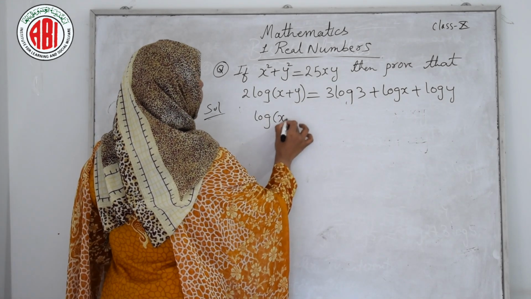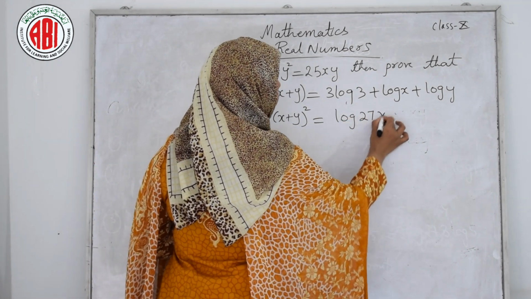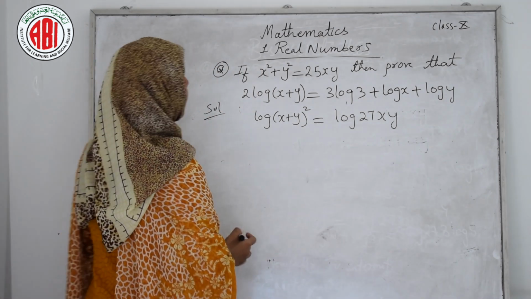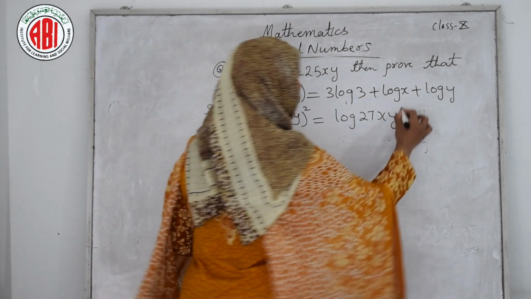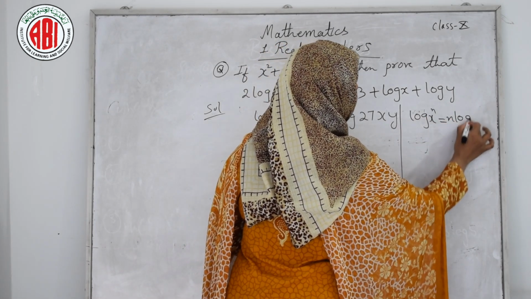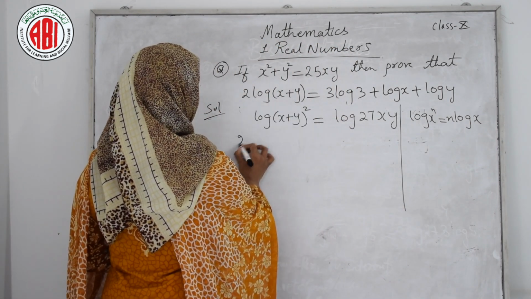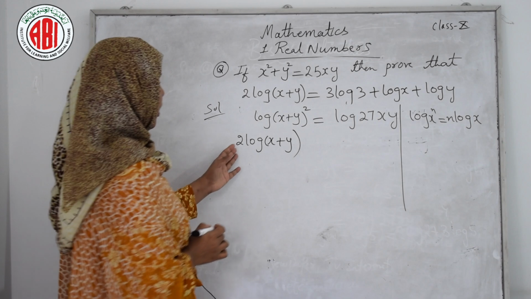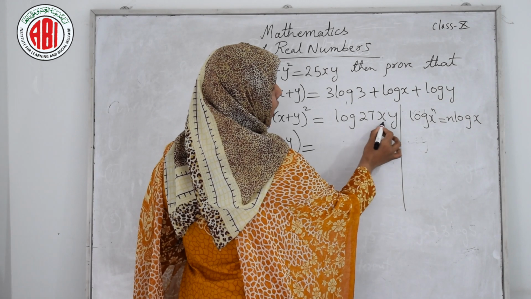Log (x plus y) whole square is equal to log 27xy. This we are supposed to simplify. How to simplify this? Using the properties. Here we can use the property log x to the power n is equal to n log x. This is the first property we are going to apply here. So the power 2 we can shift in front: 2 log (x plus y). Okay, we got 2 log into (x plus y). Now what about this? Log 27 into x into y.